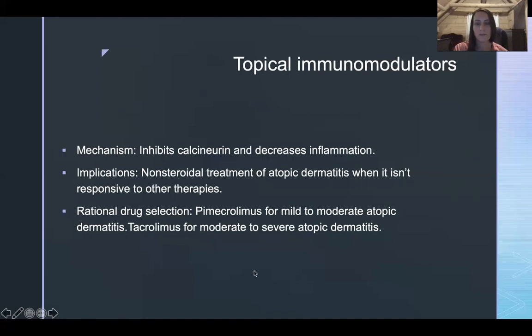Topical immunomodulators. The mechanism is it inhibits calcineurin and decreases inflammation. Implications for use: non-steroidal treatment of atopic dermatitis when it has not been responsive to other therapies. Rational drug selection: pimecrolimus for mild to moderate atopic dermatitis, and tacrolimus for moderate to severe atopic dermatitis.